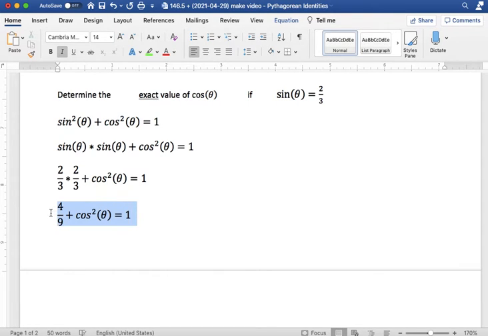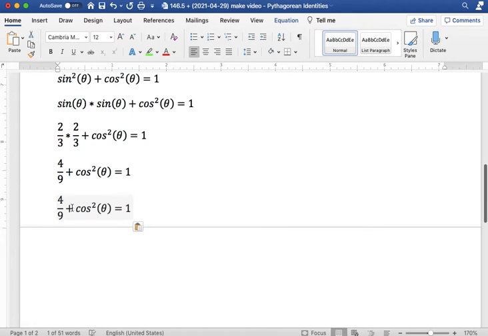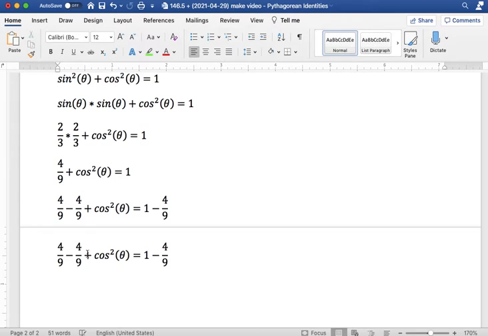All right. So once again, reminder, we're looking for cosine of theta. I'm going to subtract 4/9 from both sides. On the left side, 4/9 and 4/9 cancel each other out, and you're just left with cosine squared of theta.